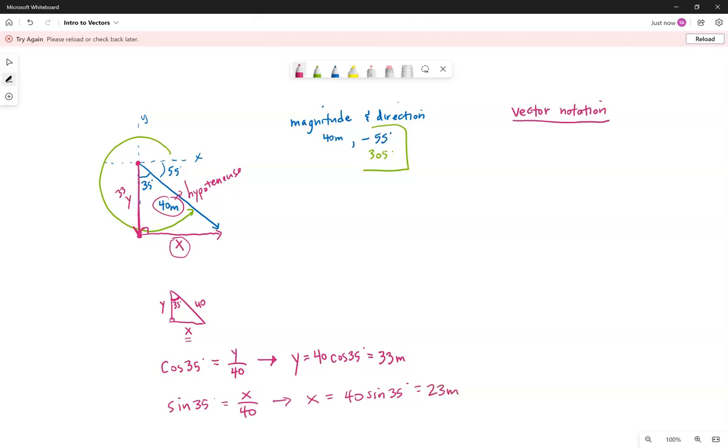To represent this in vector notation, from the picture, I can see that I need to go in the negative y direction and then the positive x direction. So I would say that this displacement vector was 23 meters in the positive x direction. I'm going to put my units at the end. To represent the negative y direction, I would say minus 33 j hat. Minus j hat means move in the negative y direction.